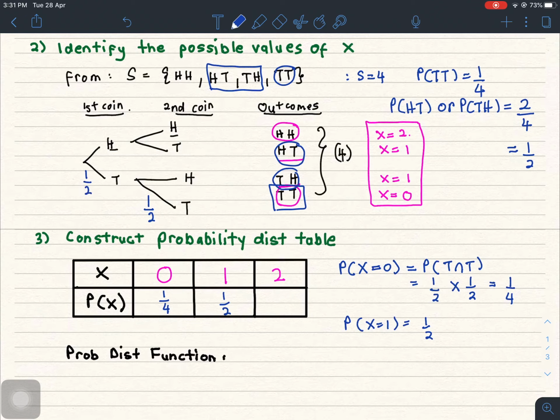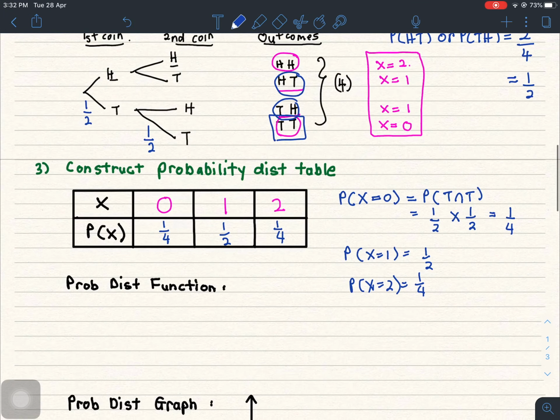Okay. Now, the probability of getting 2 heads. What are the possible outcomes? There is only 1 possible outcome out of a total of 4. So, the probability of X equivalent to 2 basically is 1 out of 4, which is 1 over 4. So, now you have completed your probability distribution table.